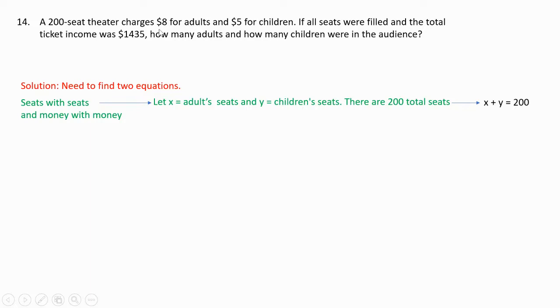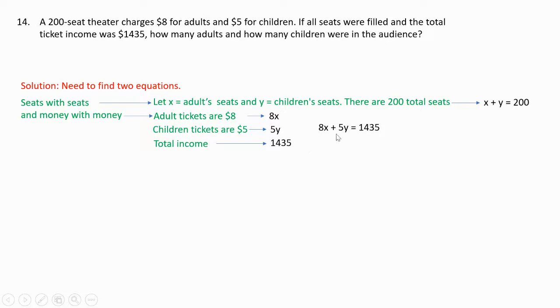Now let's do the money with money. If adult tickets are $8, then this will be 8x. In a similar fashion, if the children's tickets are $5, then that will give us 5y. And what was the total amount or the total revenue? $1,435. So there it is. It's going to be 8x plus 5y equals 1,435. Now we've got both equations.